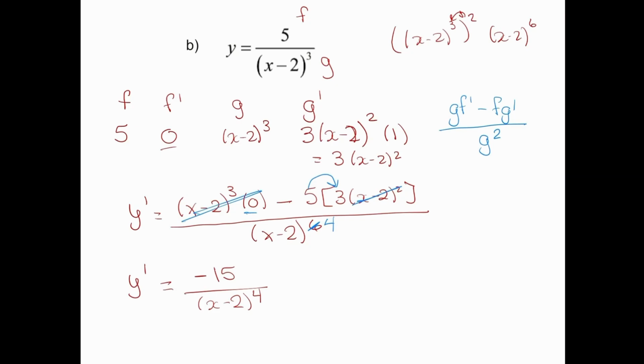That's how we use the quotient rule to find the first derivative of a rational function. Okay, let's look at one more example. So we're going to use the quotient rule for this one. I'm going to write it down again for you.